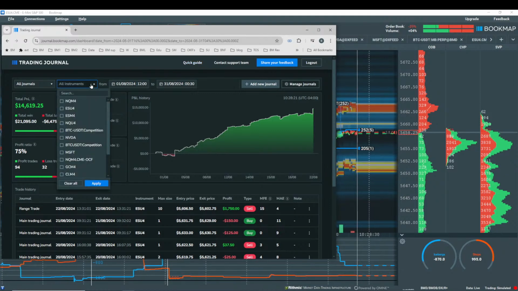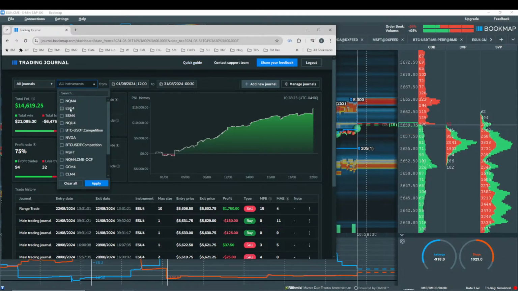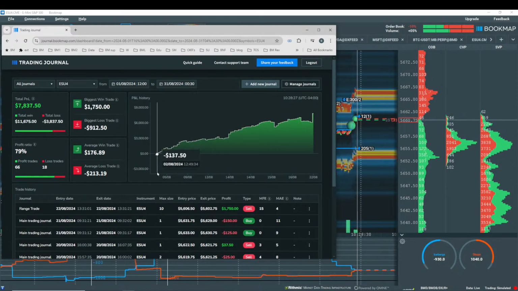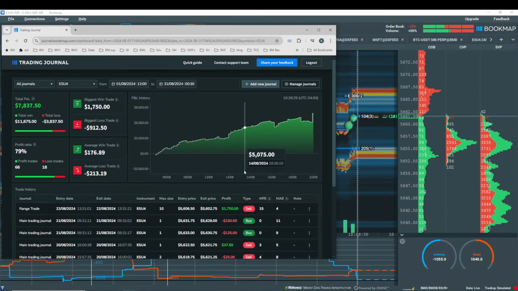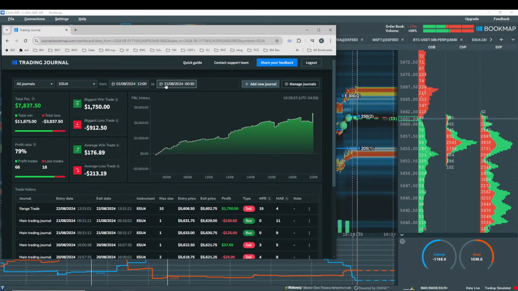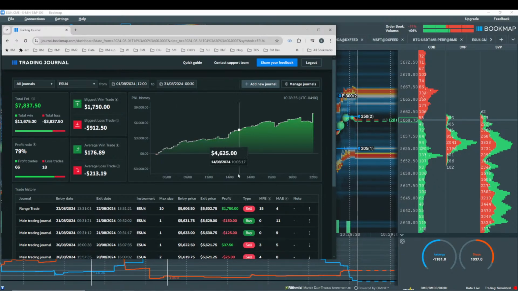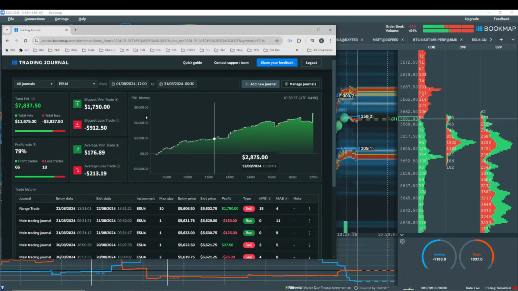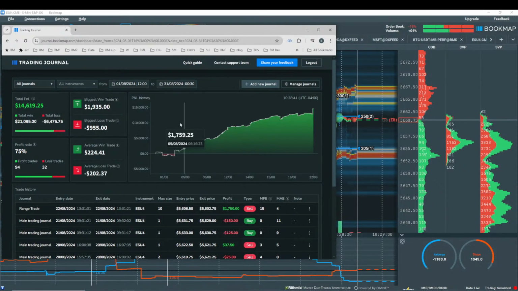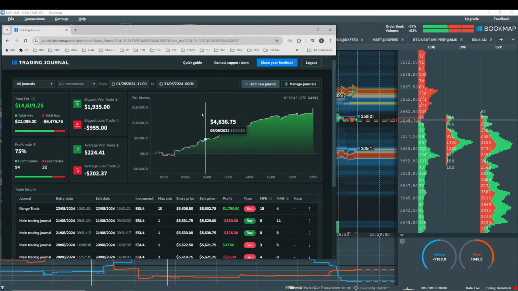You can select certain instruments if you want to just look at the NQ or the ES, for example. Then that's what you get, right? You can see my performance from all of August here so far with the ES. And that will show all.